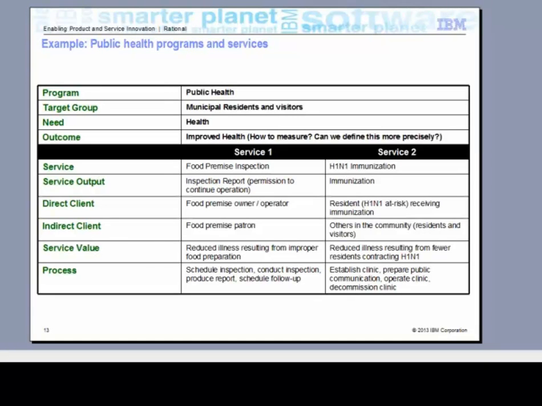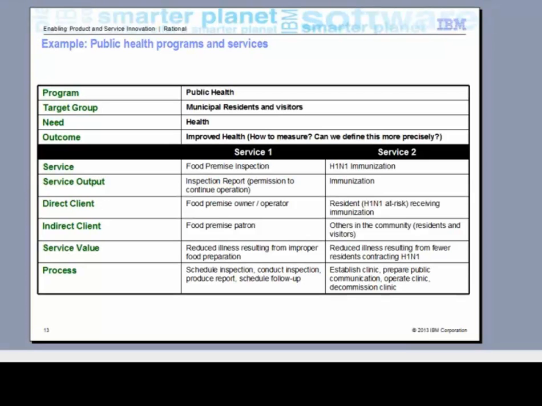The public health program in this example is administered by two services, the Food Premise Inspection Service and the H1N1 Immunization Service. The output of the Food Premise Inspection Service is an inspection report which establishes permission to continue food preparation services.